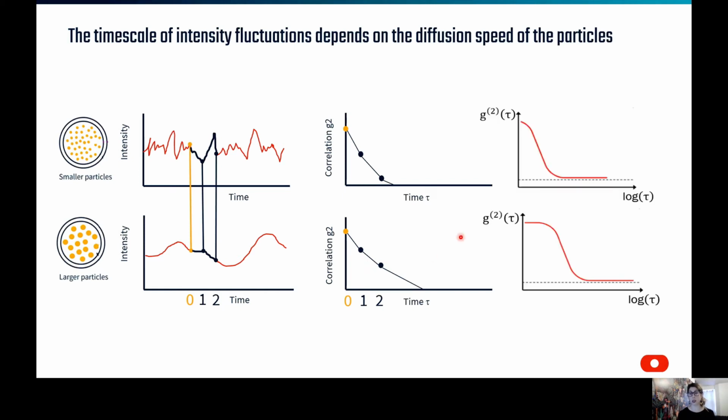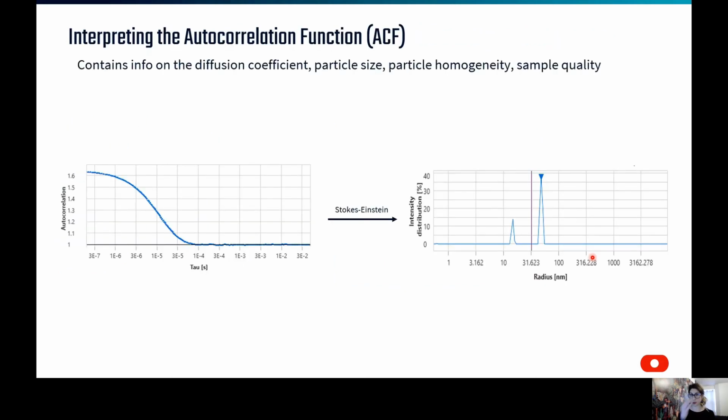The autocorrelation values as functions of time are plotted to get a decay, where these small particles have an autocorrelation function or an ACF that decays rapidly, while the larger particles have a slower decay. And the rate of this decay is described by the diffusion coefficient.